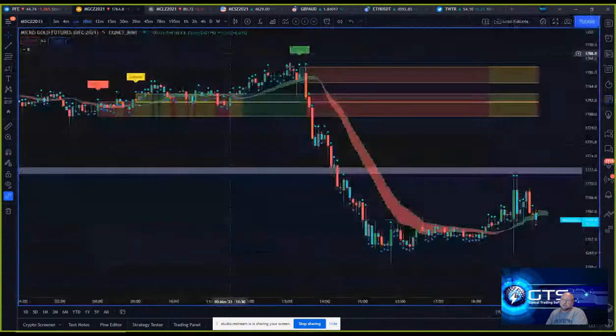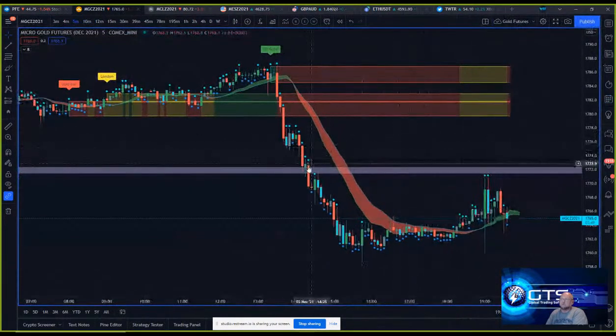So yes, I will show the gold trade one more time. That's what a range breakout looks like.